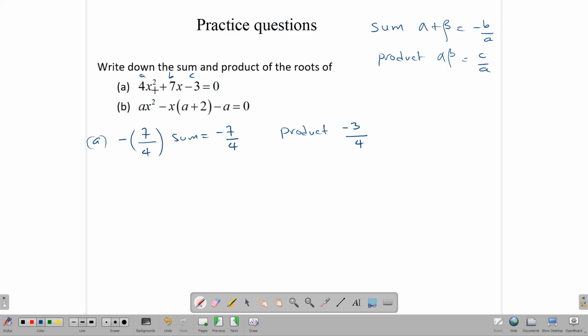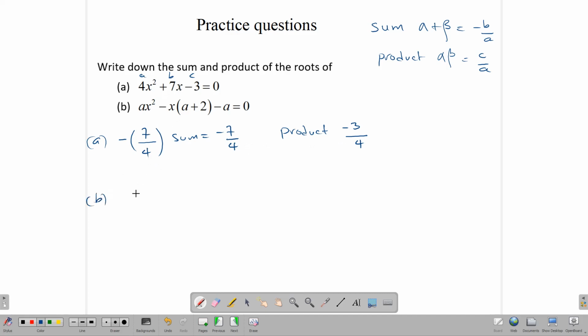And so we can write down these values rather simply by just looking at the coefficients, and make sure that you have the equation in standard form as it is here, or if it's not in standard form, remember to assign the ABC correctly so that you don't get the values mixed up. Once you do that, you can write down the sum and the product of the roots. Now let's look at question B.